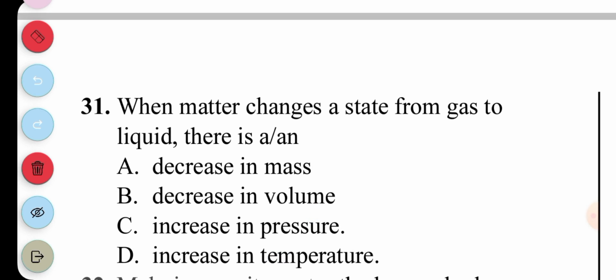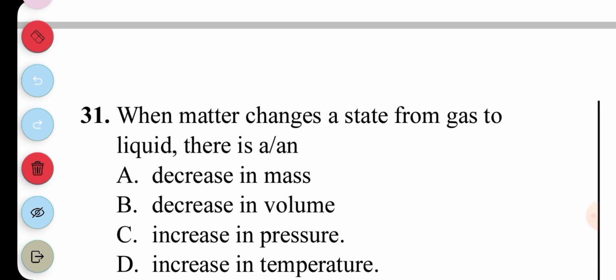31. When matter changes a state from gas to liquid, there is a or an A, decrease in mass, B. Decrease in volume, C. Increase in pressure, D. Increase in temperature. The answer to question 31 is B. Decrease in volume.